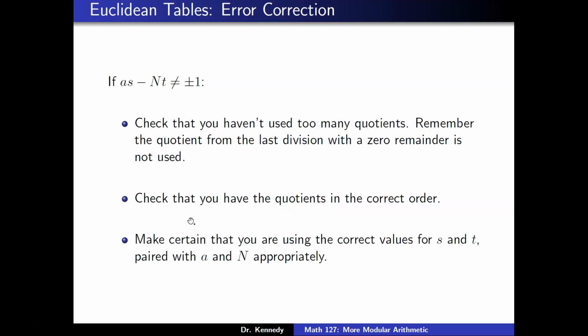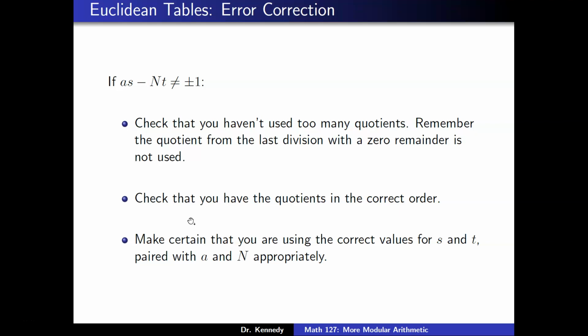I've mentioned most of these already, but they bear repeating. If you make a mistake, something doesn't come out right, you get something other than plus or minus 1, check these 3 things. So, as always, make certain that you haven't used too many quotients. You stop when you get a remainder of 1. If you use the 0 remainder quotient, it will go completely wrong.